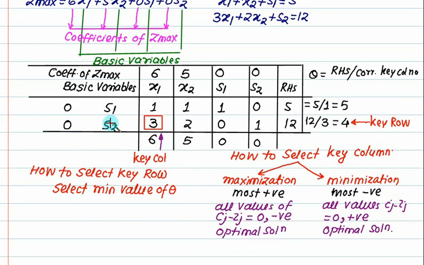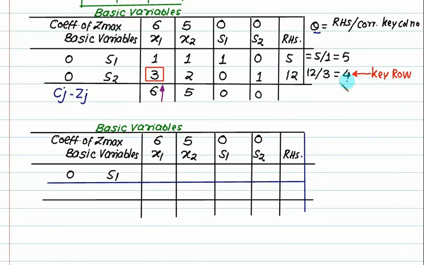Next time in our table, S2 is replaced by X1. Which one is the leaving variable? S2. And the entering variable is X1. So this one is X1. What is the coefficient of X1? 6. Now this time S1 and X1 must make a unit matrix, that is an identity matrix. I want to make entries in all these elements. This is the same as the previous one, so no modification on this side.